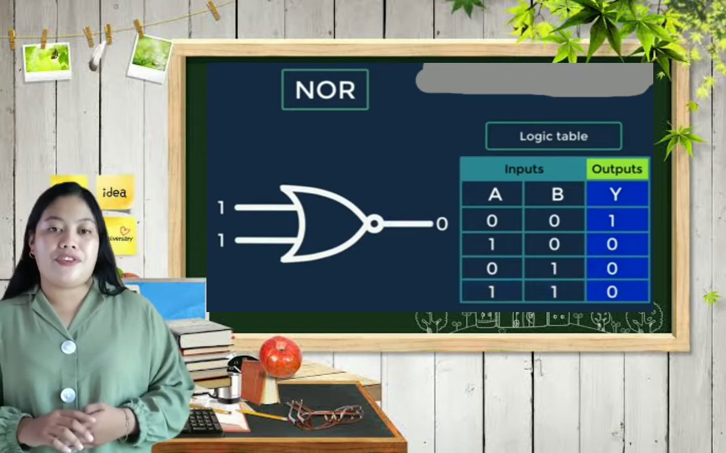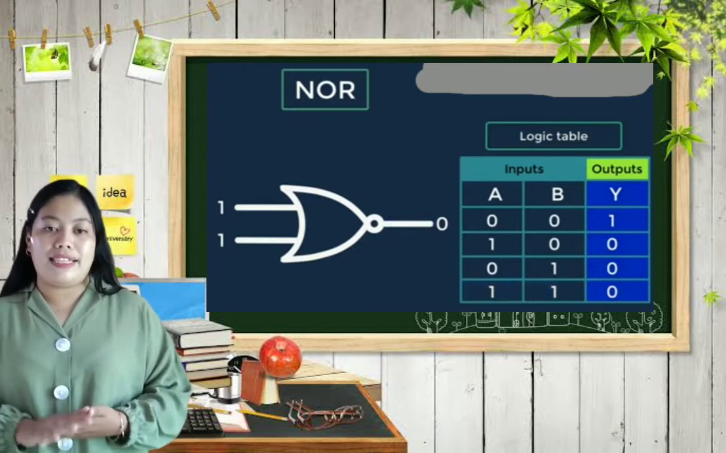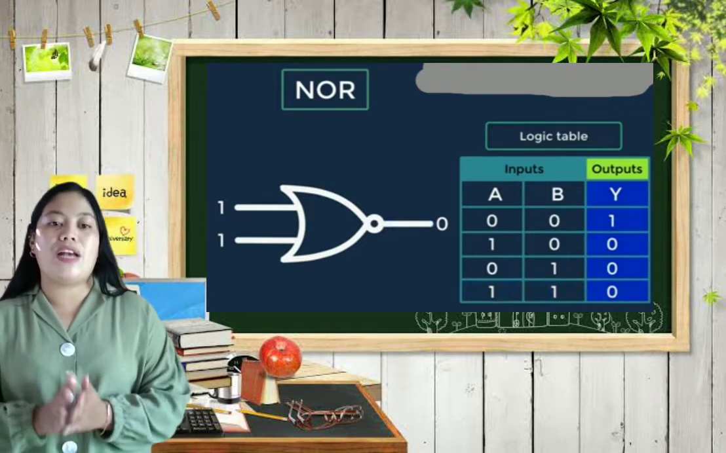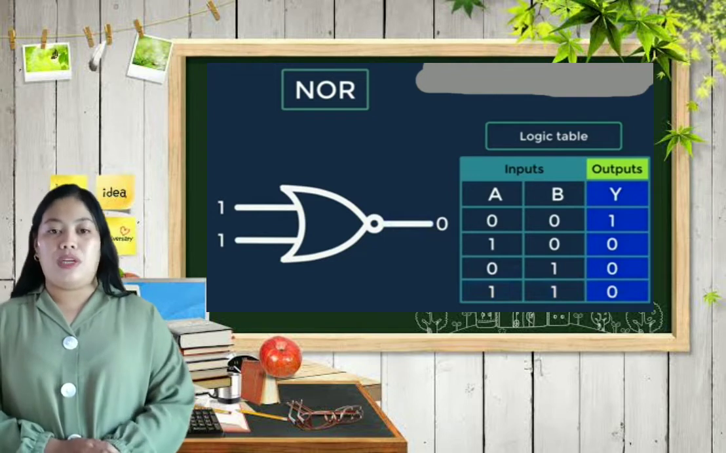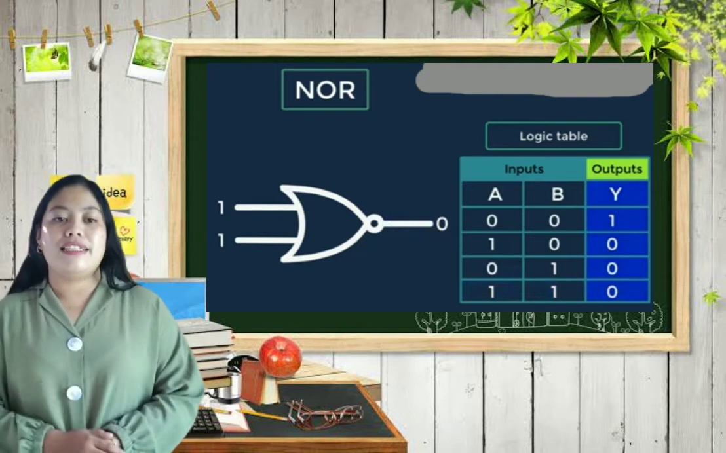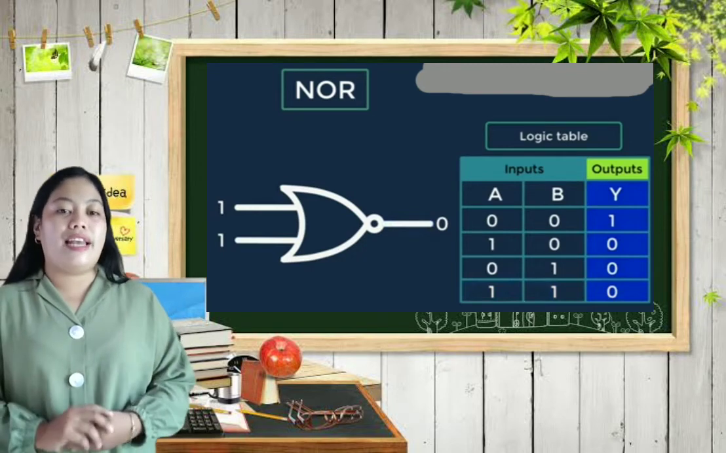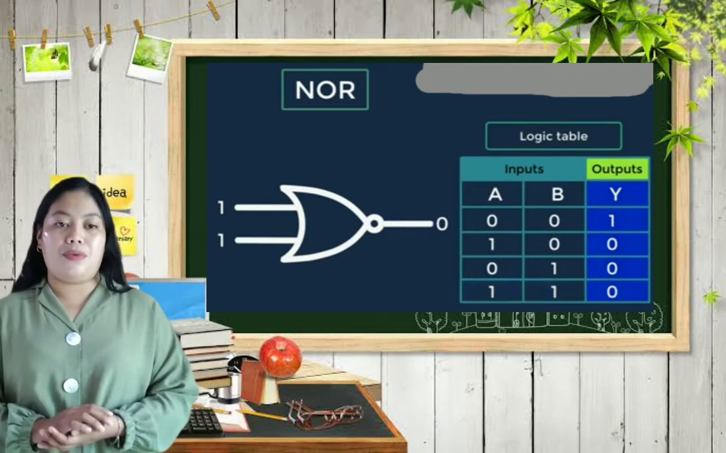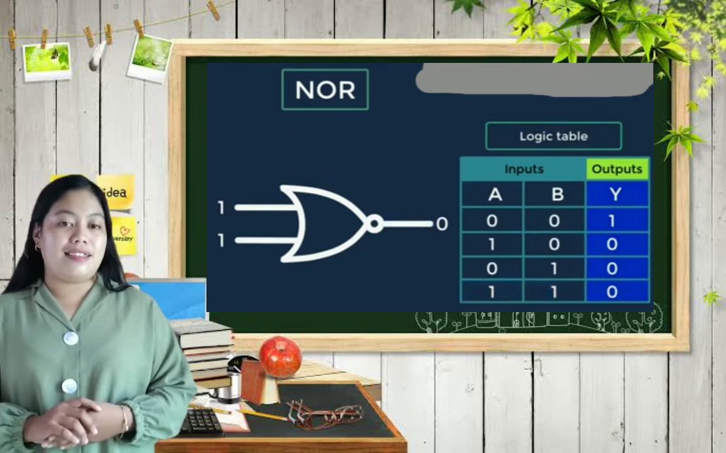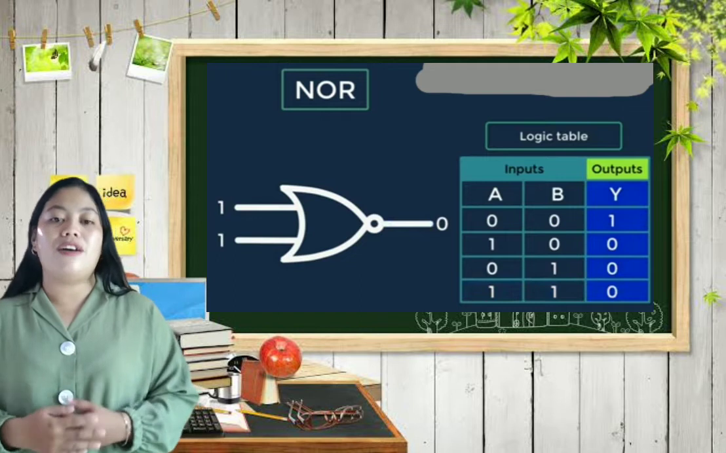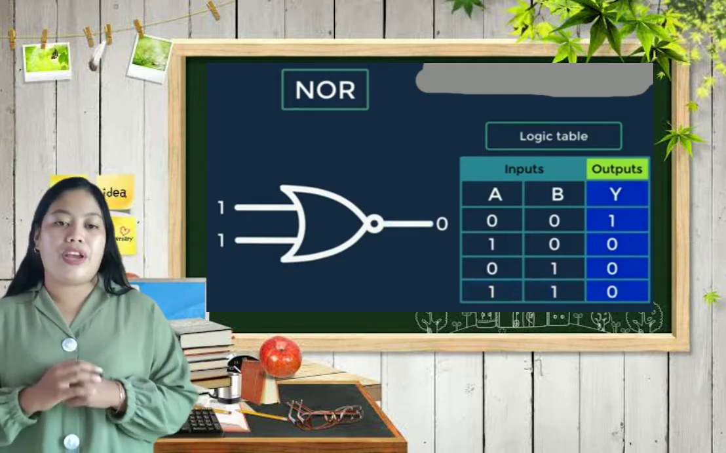Since the NOT gate reverses whatever input it gets, the final set of input signals will be A equals 1 and B equals 1. For these input signals, the output of the OR gate will be 1. After passing through the NOT gate, the final output will be 0. In short, we can say that the output of the NOR gate is opposite to the output of the OR gate. This is how the NOR gate works.